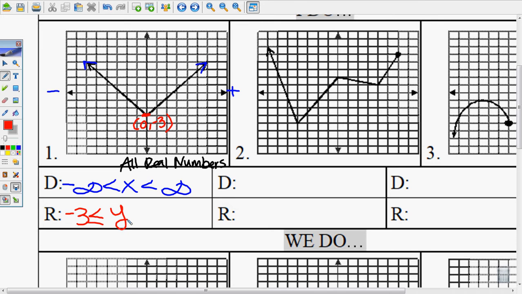So I already started at the bottom, now I'm going to work my way to the top. I go all the way to the top, and look, there's arrows. So what do those arrows mean? If I'm going up forever, it's infinity. What kind of infinity? Positive.